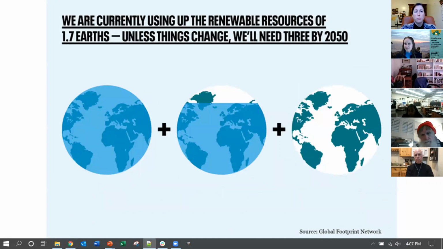And then just also show what this looks like in regards to consumption, since that's also a big part of our work. We are currently using up the renewable resources of over 1.5 Earths. Unless we change that pattern, we're going to need 3 by 2050, and that's not a thing we have. So I'll get into this more of how it's more than just numbers of people, but also we address our patterns of consumption.